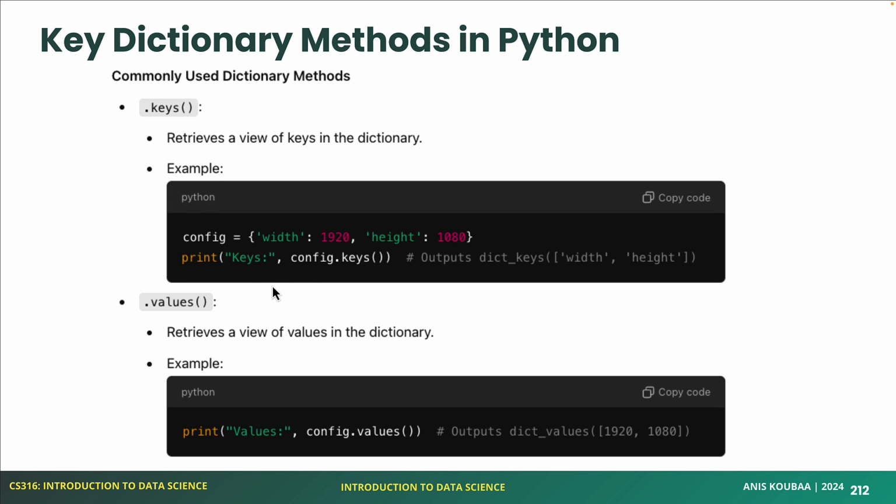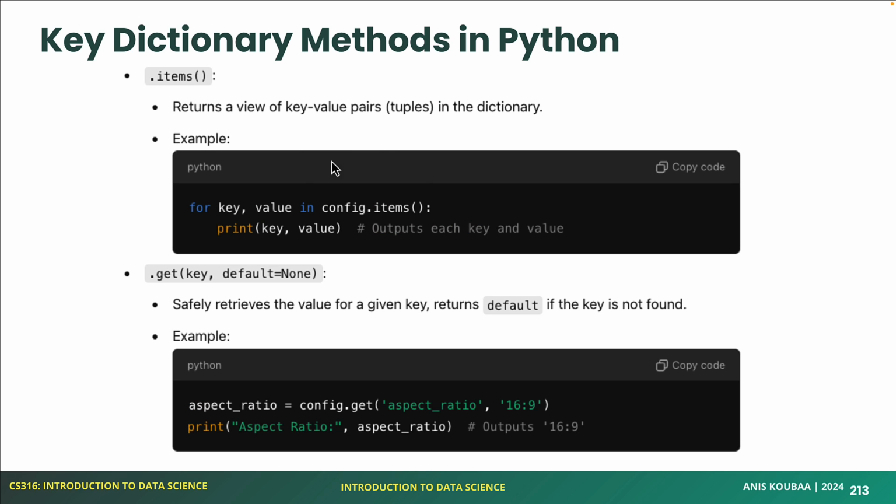.keys allows you to return all the keys. For example, here, config.keys is going to return width and height. So it's a list that returns the width and the height of this dictionary. And .values is going to return the values that correspond to the keys. So in this case, it's going to return a list of the values 1920 and 1080.